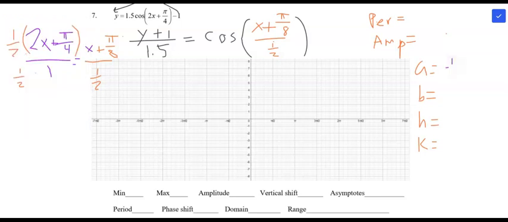Okay, your A is 1/2. Your B is 1.5. Your H, negative pi over 8. And your K is negative 1. So, I have a feeling I'm not going to like this graph.